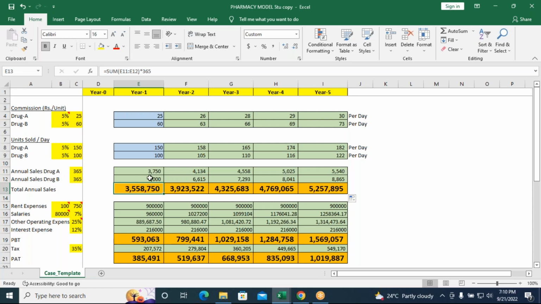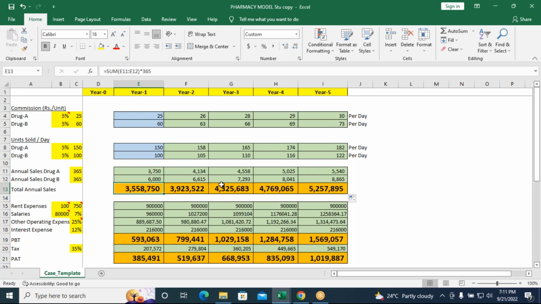I'm asking you, annual sales for drug A. Are you getting the same values here? This row. Are you getting the same values for annual sales drug A? I didn't do that, ma'am. Why did you not do that? You should put the calculation for one cell and drag it till the fifth year, right? Yes, ma'am, but I did it in a different way.